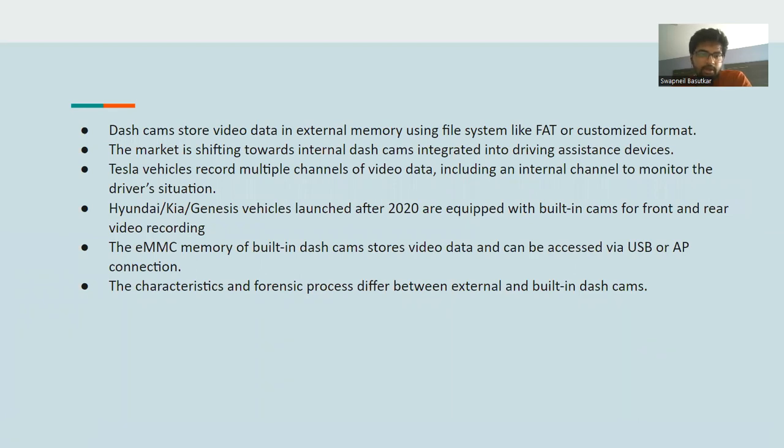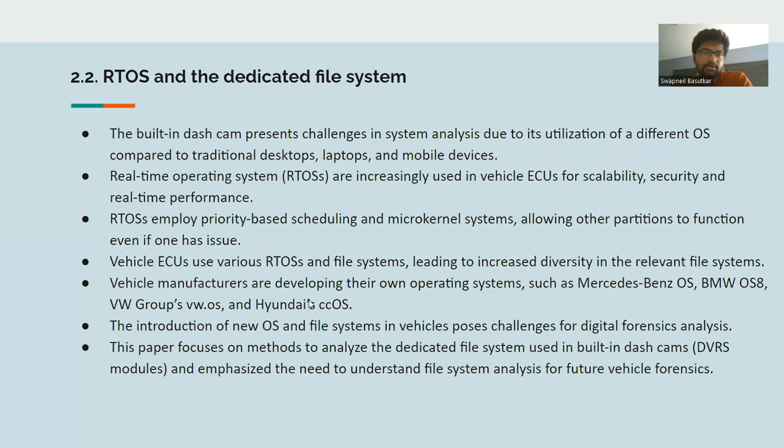Tesla vehicles record multiple channels of video data, including an internal channel to monitor the driver situation. The Hyundai, Kia, and Genesis, which are the three car companies focused on in this paper, have vehicles launched after 2020 equipped with built-in cams for front and rear view video recording. The eMMC memory of built-in dash cams stores video data and can be accessed by USB or AP connection. The characteristics and forensics process differ between external and built-in dash cams.